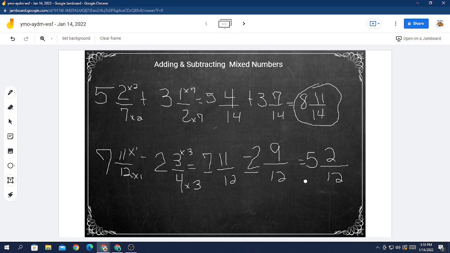Now, we can actually simplify this mixed number. We simply look for numbers that are equal for 2 and 12. We know that 2 has a half, which is 1. And we know that 12 has a half, which is 6. So there you go.